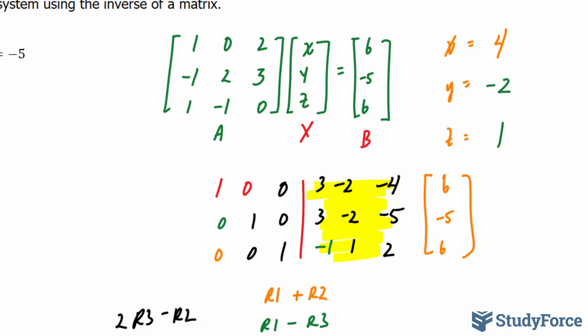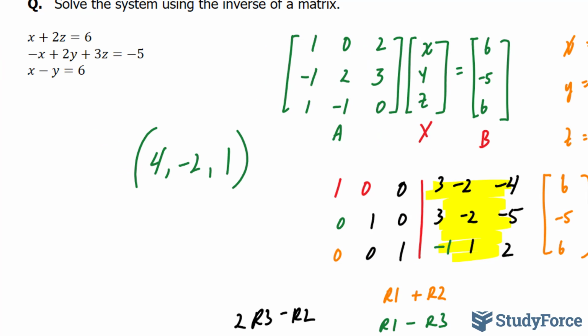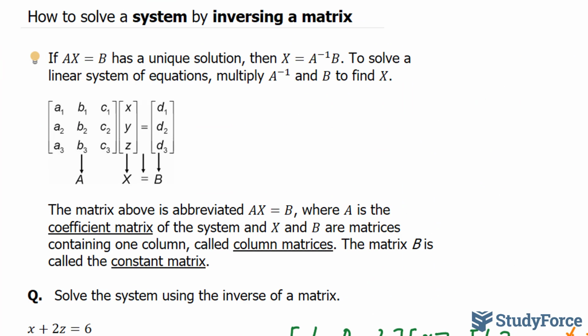Therefore, your solution here is 4, negative 2, and positive 1. There you have it. That is how to solve a system by inversing a matrix.